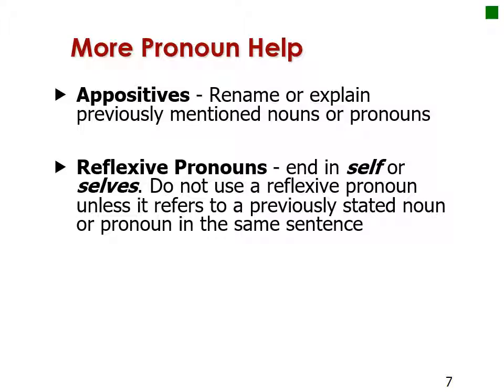Reflexive pronouns end in self or selves. Do not use a reflexive pronoun unless it refers to a previously stated noun or pronoun in the same sentence. For instance, I myself placed the order. My friend and I will apply. The mail is for Lisa and him. So this gives you an idea of when to use reflexive pronouns. The first example was the only one. Again, study this in more detail in the chapter, in the ebook, and follow those practices so you get a good understanding of these.